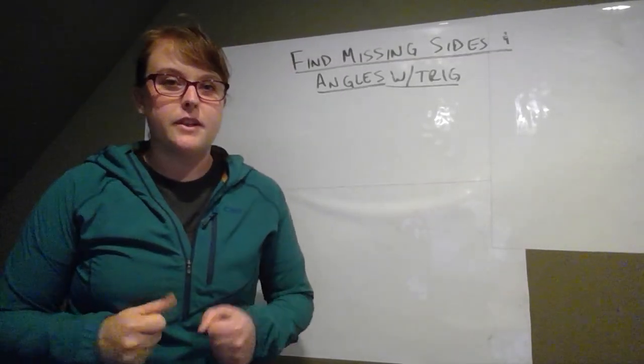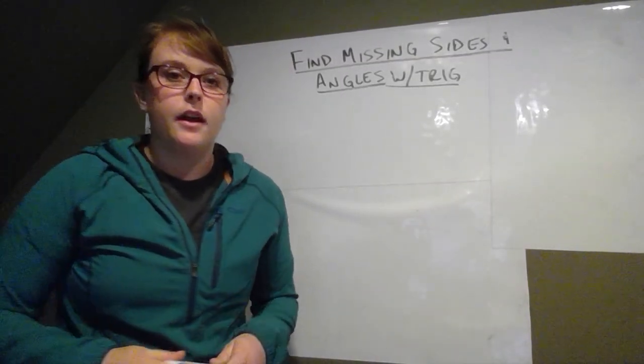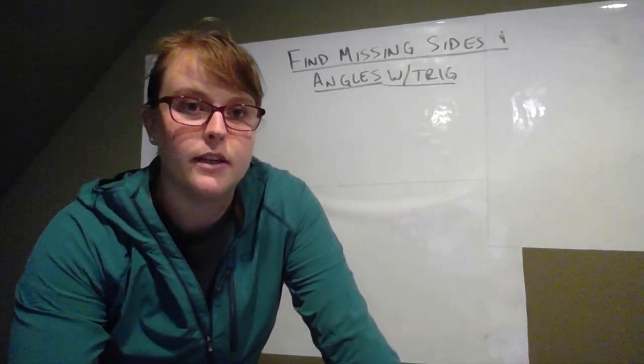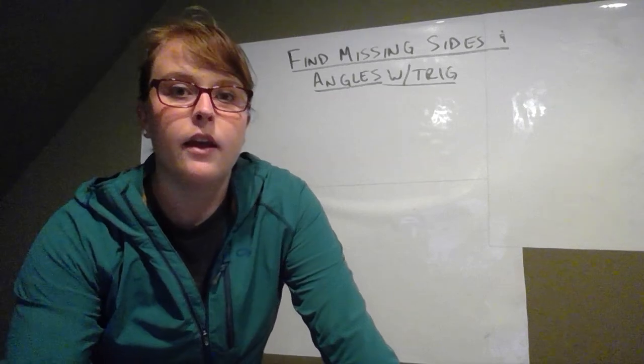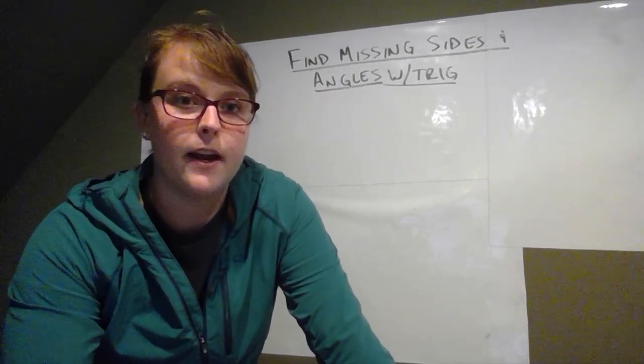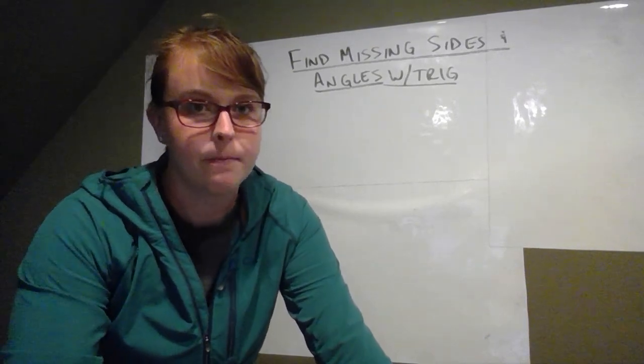Hey, geometry students. Last week we practiced learning how to find sine, cosine, and tangent if we are given the sides of a right triangle. Well, today we're going to see how we can use those ratios, sine, cosine, and tangent, to help us find missing sides and angles on right triangles. So here we go.